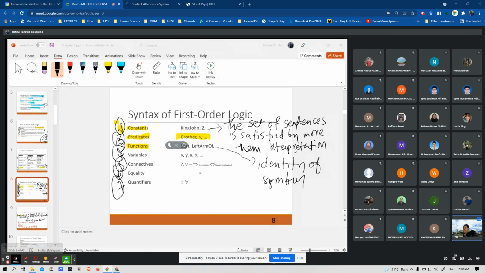And then we have a variable. Variables of first order logic: basically, first order logic uses quantified variables over non-logical objects and allows the use of sentences that contain variables. So rather than propositions such as "Socrates is a man," one can have an expression in the form "there exists x such that x is Socrates and x is a man."